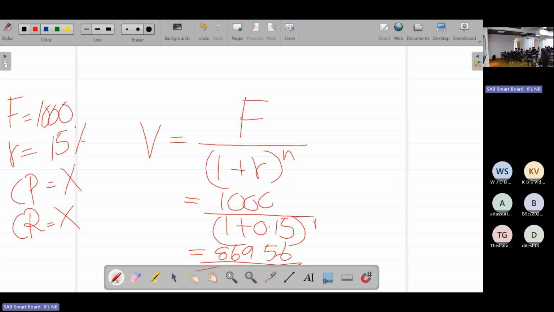Okay, write it down. Since the value of the bond is higher than the trading price, the investor needs to purchase the bond.